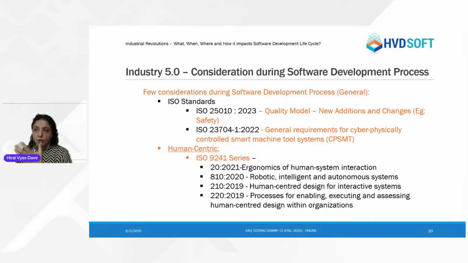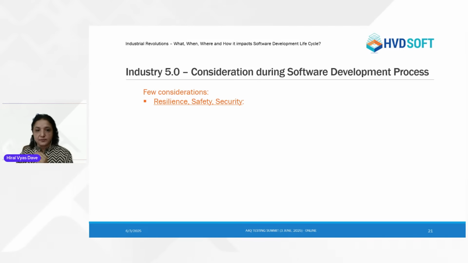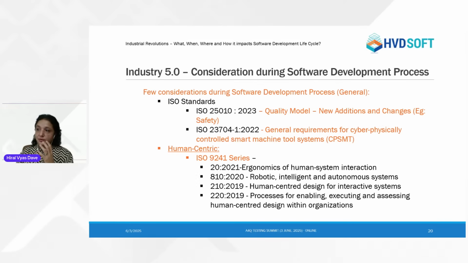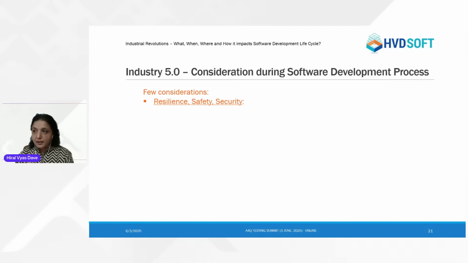So the whole 9241 series is the human-centric approach, the ISO standard for robotics, for intelligence, for enabling, executing, and assessing human-centered design. Human-centered design is going to be very important for us in the near future. And so learning the 9241 series would be important before you actually start doing any testing plan.